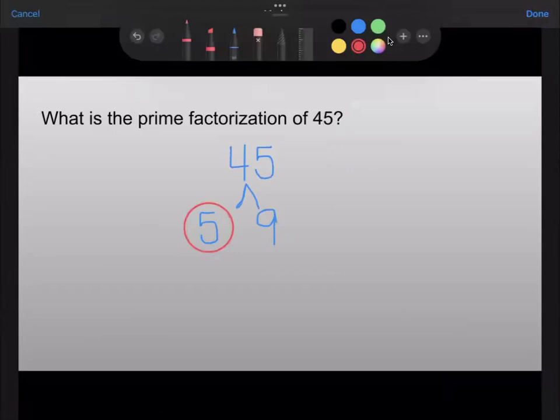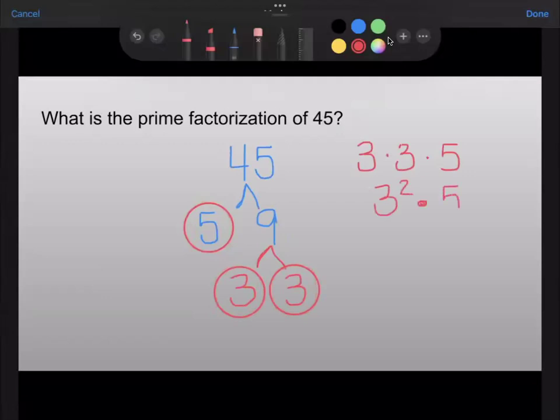But 9 is not a prime number. I can do 1 times 9, but I can also do 3 times 3. So that's what I'm going to break the 9 down to, 3 and 3. Now I know 3 is a prime number, so I'm going to go ahead and circle both of those. And if I have nothing left to break down, that means I'm finished with my prime factorization. So I could rewrite that as 3 times 3 times 5, or I could rewrite it as 3 to the 2nd power times 5.